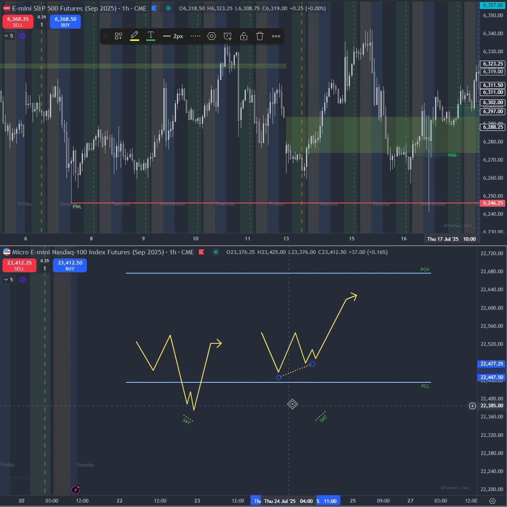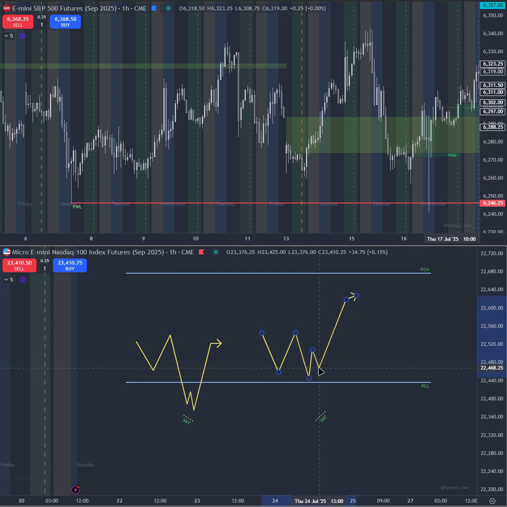Or like you have SMT here, so we didn't sweep the previous cycle low, but then we have this other low, and then ES swept this low, and then NQ didn't. Or we did sweep that low, but we did not sweep this low. So then you have this SMT here, like that. So ES swept that low here, NQ did not sweep that low there.